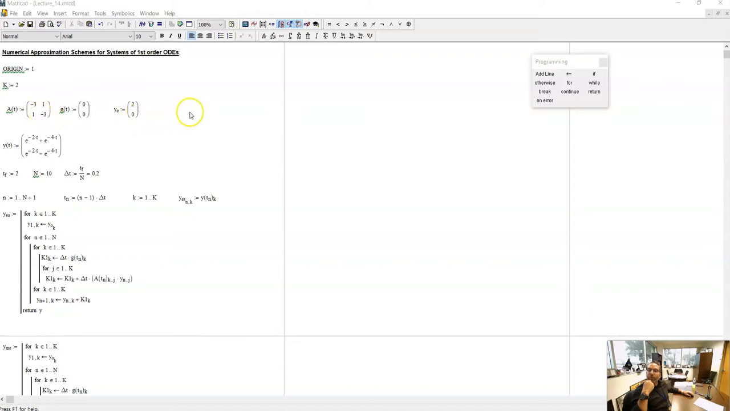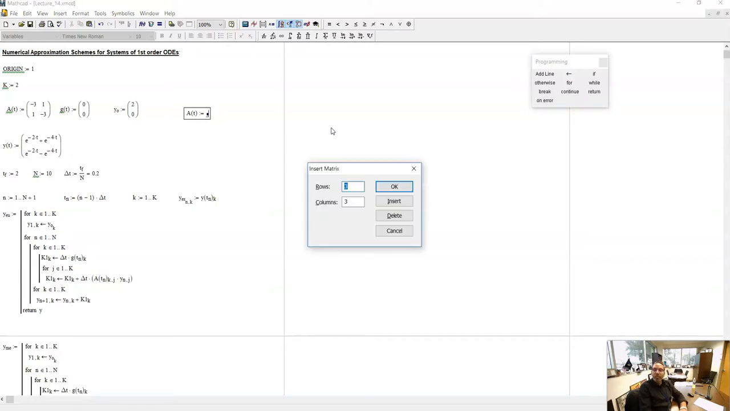In order to define a matrix, I say A, and in this case I'm going to say that this is a function of time, even though none of the elements of this matrix are functions of time. So basically, to generalize it, if I want to change one of these elements and make it a function of time, I could. So I'm going to say A as a function of time is equal, and then I say Control M, and that introduces a matrix. By default, the number of rows and columns are 3, so I'm going to change that to 2 and 2.